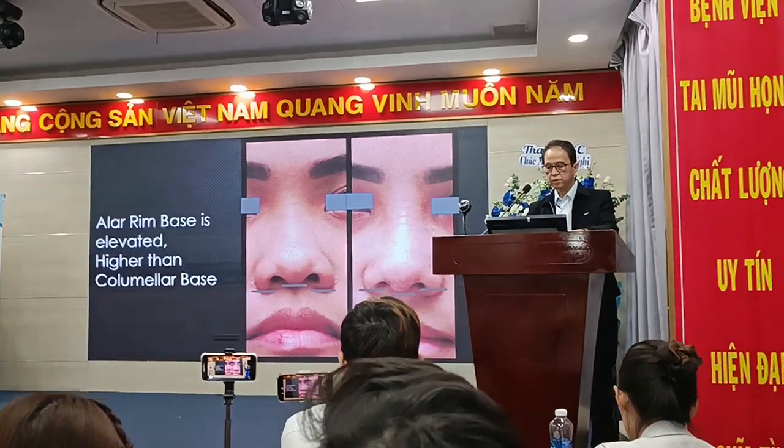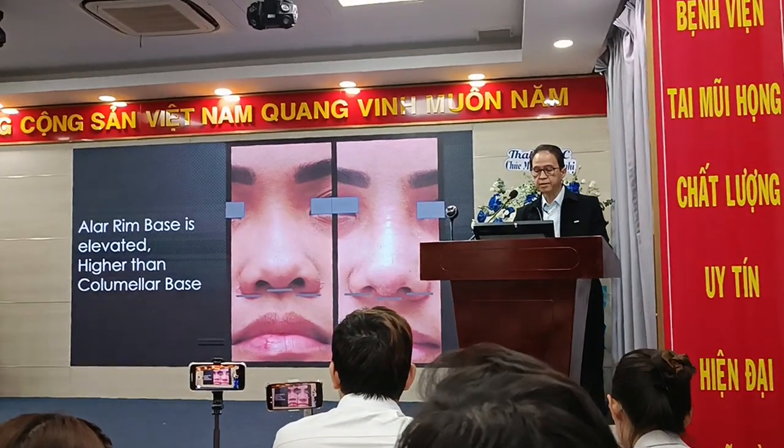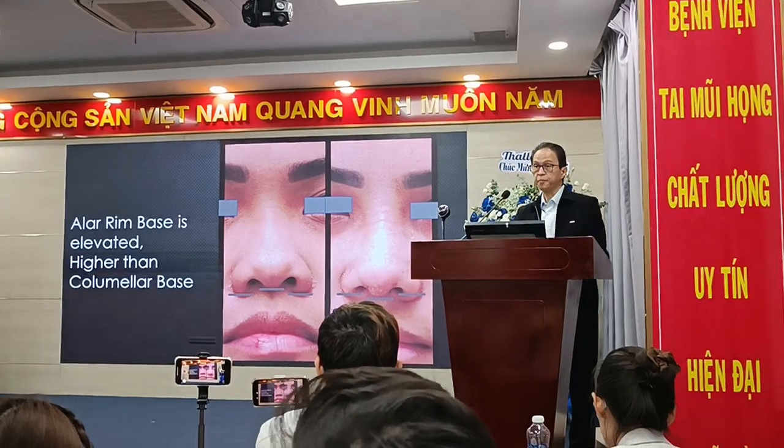So again, a photo with upper level measurement. You can see pre-op and post-op.